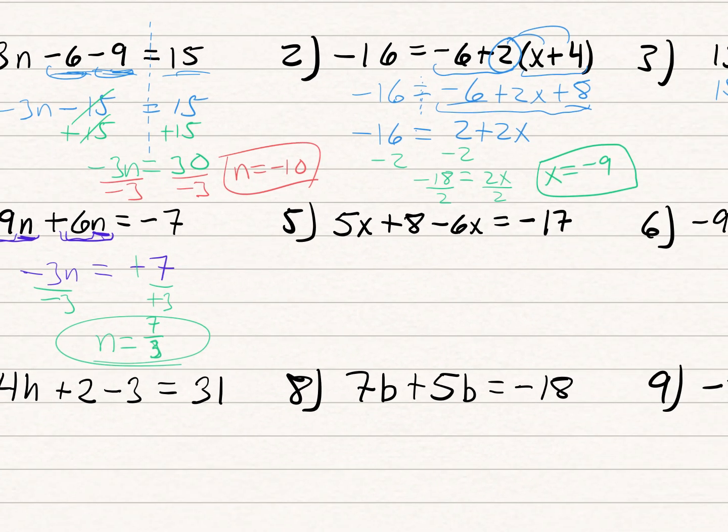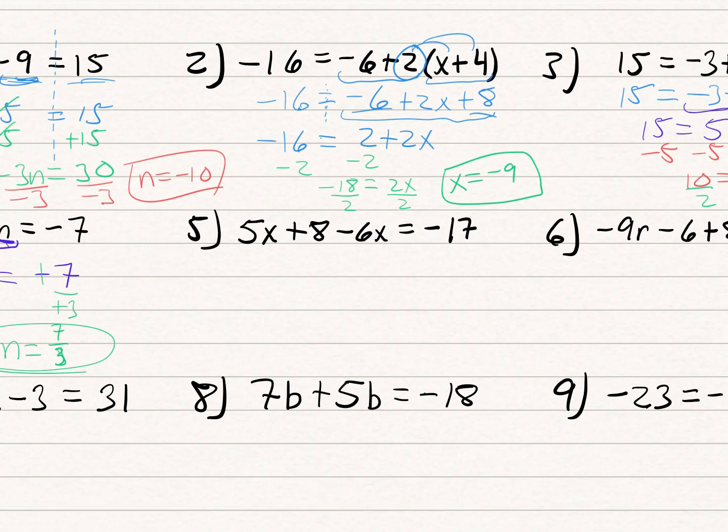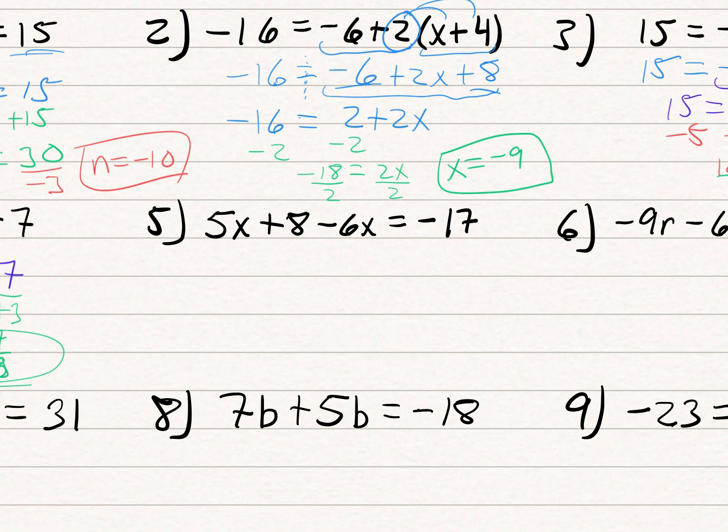All right. Number 5, similar story here, right? There's no like terms to combine. I'm sorry. There are. There's nothing to distribute in this one. All right, so if there's nothing to distribute, you want to then check if you can combine like terms, right? On this side of the equal sign, we have a 5x and a negative 6x. So 5 minus 6 is going to get you negative 1x, and then plus 8 equals negative 17.